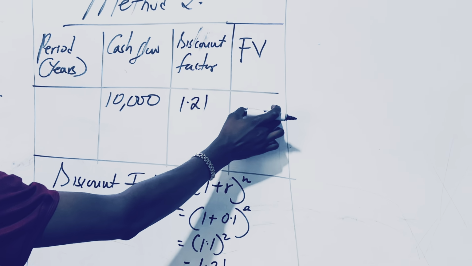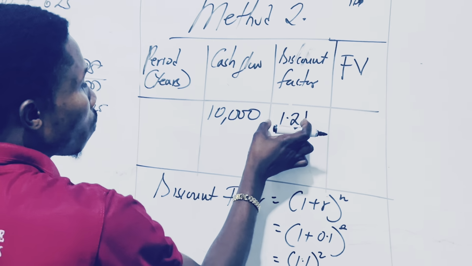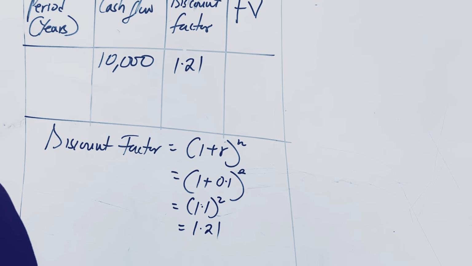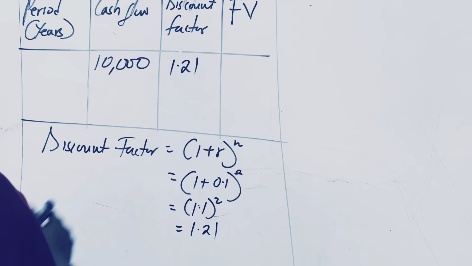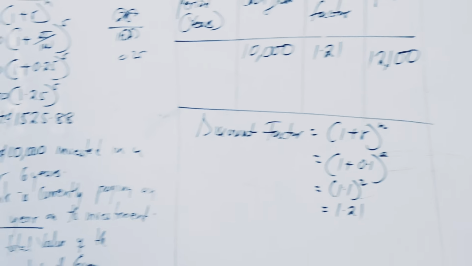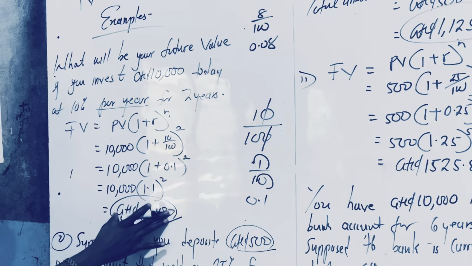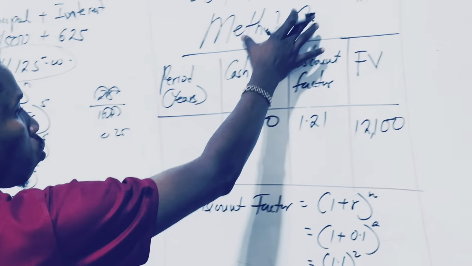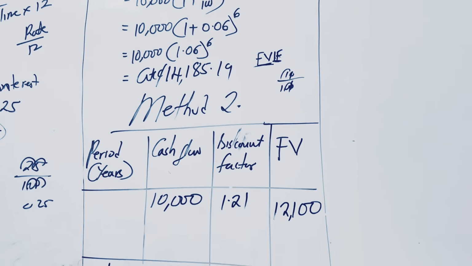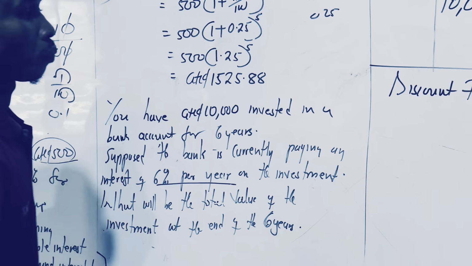Then how do we get the future value? You only multiply this by this. So if I take 1.21 times my 10,000, it will give me 12,100. So you see the same answer, 12,100. So I can choose to use this formula, or you can choose to use the table. So try and use the table to solve this particular question.